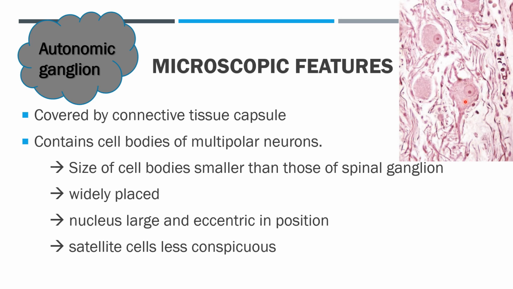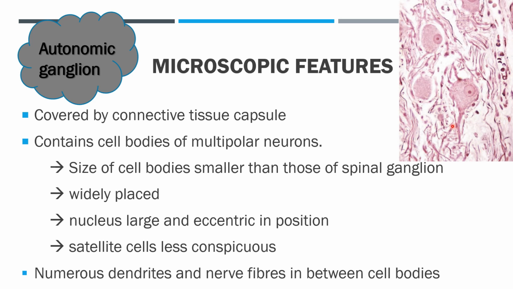They are large cell bodies in the spinal ganglion, whereas these are small cell bodies, and they are not aggregated together. They are widely spaced and scattered within the ganglion. The nucleus is not central in position, it is eccentric. It is large and eccentric, and here also they have a conspicuous nucleolus. What about the satellite cells? The satellite cells are present, but they are less in number as compared to the spinal ganglion. There are numerous dendrites and nerve fibers in between the cell bodies. We can see the dendrites and nerve fibers running between the scattered multipolar neurons.